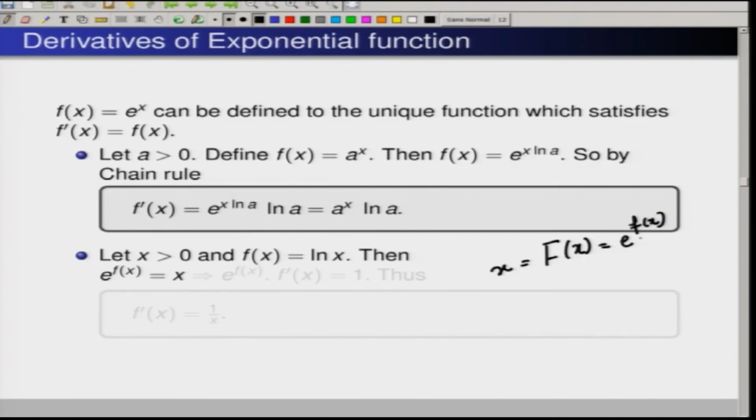Now, if I take the derivative of e to the power f of x, then this derivative, capital F prime of x, is the derivative of e to the power x composed with f. This is the composition one. So, this is going to be e to the power f of x into f prime of x.